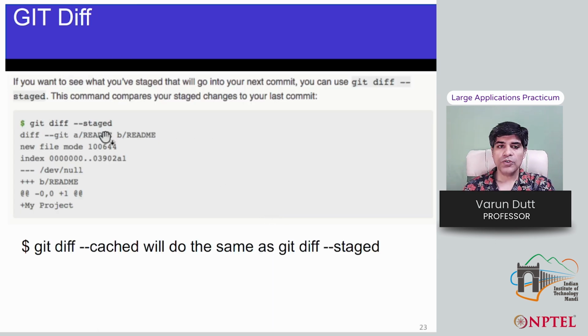Basically this command compares the file in your working directory with the file in the repository. If you want to see what you have staged that will go into your next commit, you can use the git diff command with the staged option, and this command compares your staged changes with your last commit. So if you do git diff staged, you will see the comparison between the README file which has been changed and staged but not yet committed, with the README file which is already in your local repository, and it will show you the changes in one file over the other. You can also write git diff cached, and it will do the same thing as git diff staged.